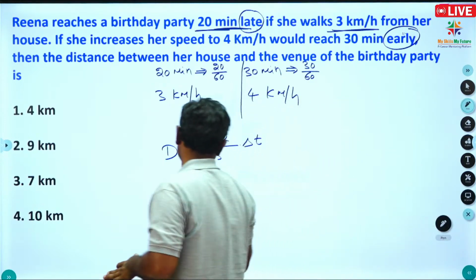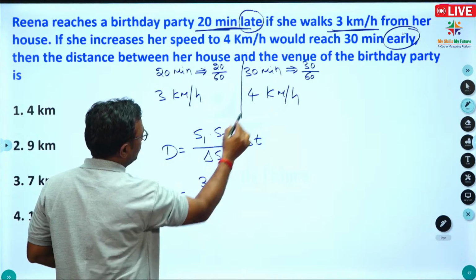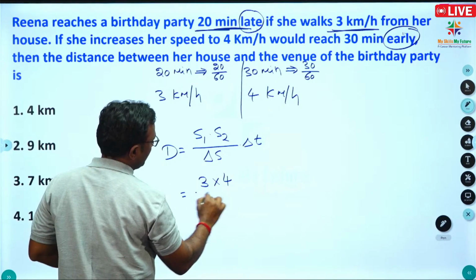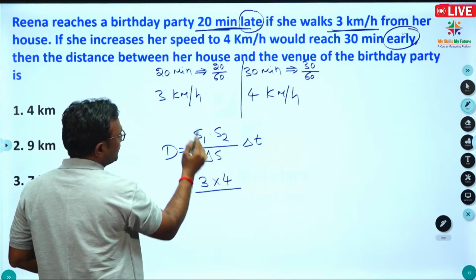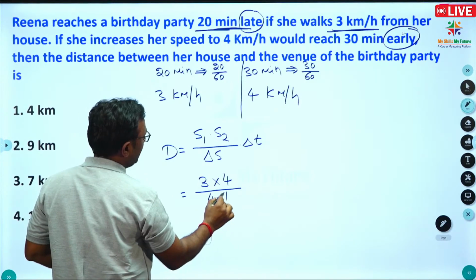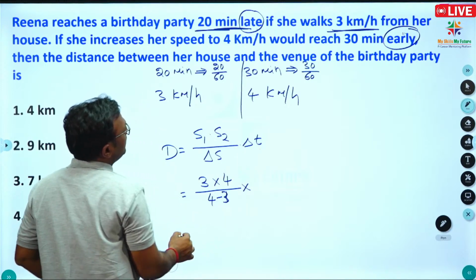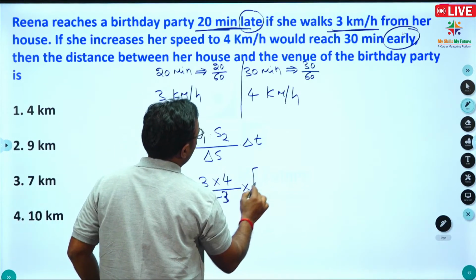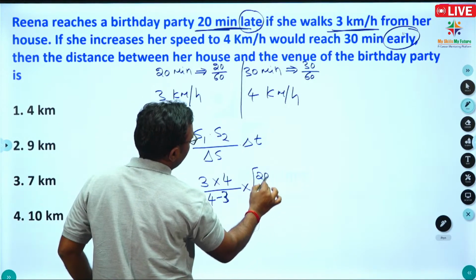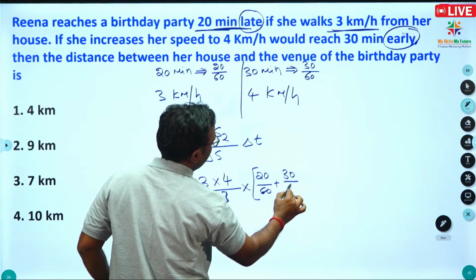Here one is late and one is early, which means the sum of times. So speed 1 is 3 kilometers per hour, into speed 2, 4 kilometers per hour, by the difference between the two speeds, 4 minus 3, into delta t, which is the sum of the two times: 20 by 60 plus 30 by 60.